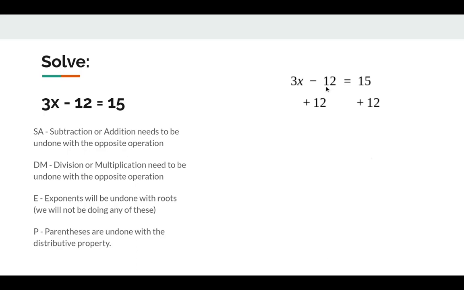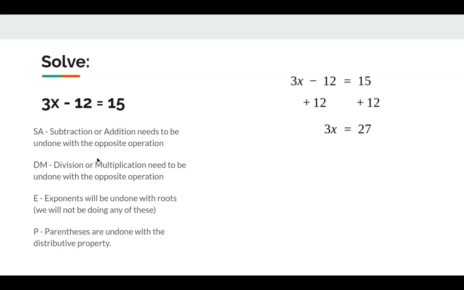So by doing this, the 12s disappear on the left, but to keep our equation balanced, we're adding it on the right-hand side. So we're going to be left with 3x equals 27 because 15 plus 12 is 27. And 3x plus 12 and minus 12, these cancel out, is just 3x. So now there's no more subtraction or addition left. So we go to the next part, DM.